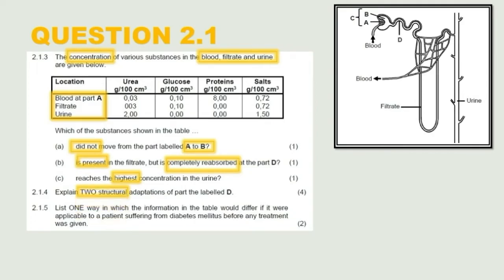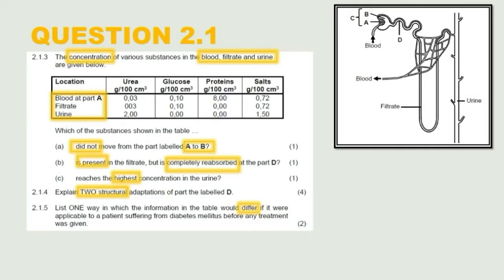Then the next question is 2.1.4. Explain two structural adaptations of part labeled D. Again, part labeled D is the proximal convoluted tubule, and when they ask you to explain, you need to mention the structure and then also explain how it is structurally adapted for that specific function.